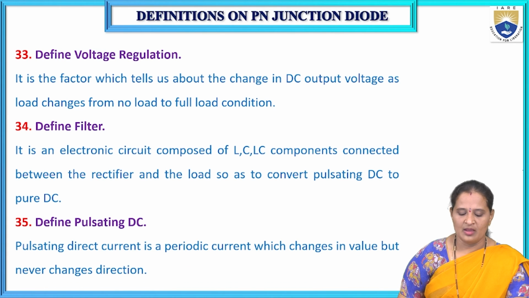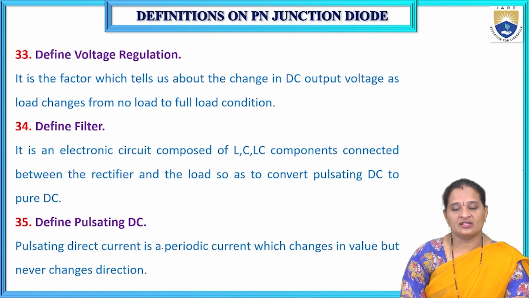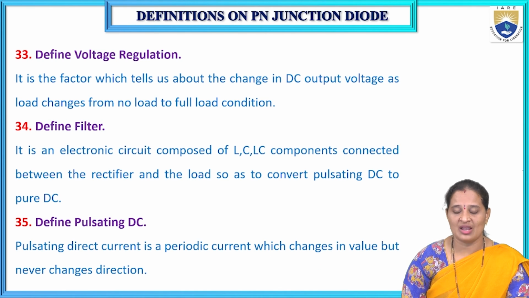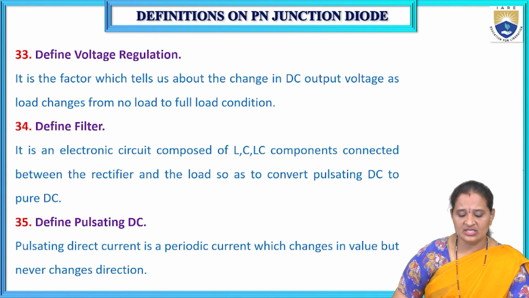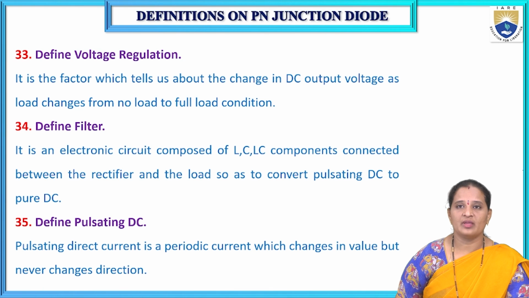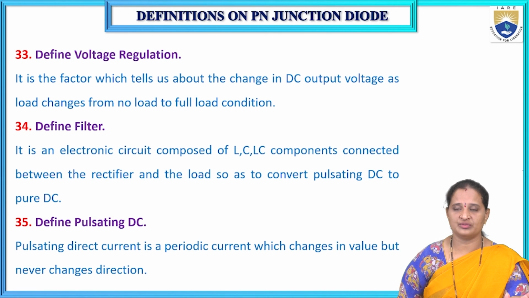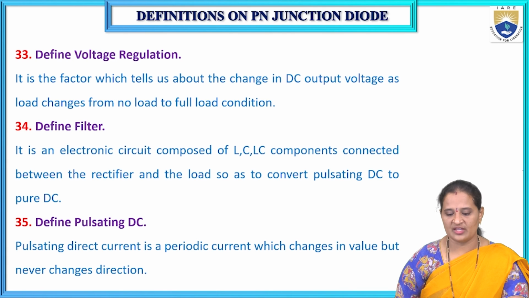Now define pulsating DC. Pulsating direct current is a periodic current which changes in value but never changes in direction. Or else we can also define pulsating DC as a combination of DC components and AC components. So these are all the definitions and terminology that we can come across in module 1, which is the PN junction diode. We have to be familiar with these.